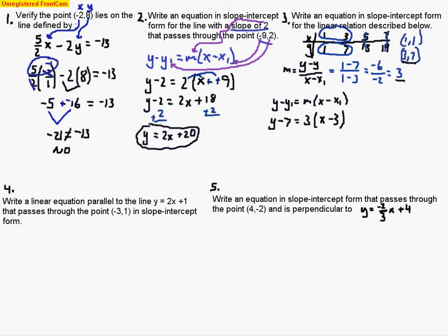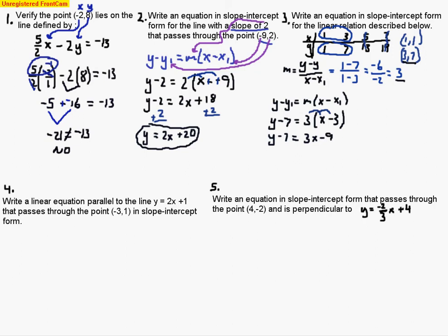So now we're ready to distribute. We're going to distribute that 3 over the subtraction. And so we go ahead and do that work. And what's left over? Well, we still have this y minus 7 equals, and then we have 3x minus 9.